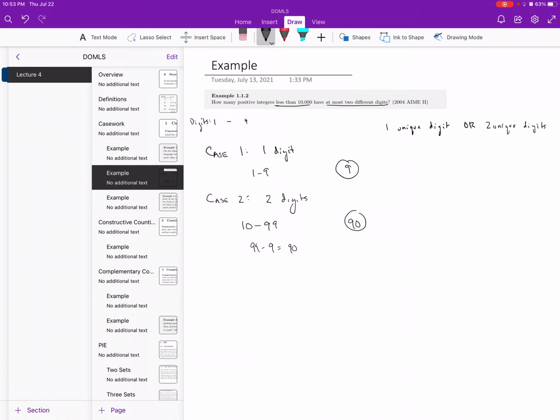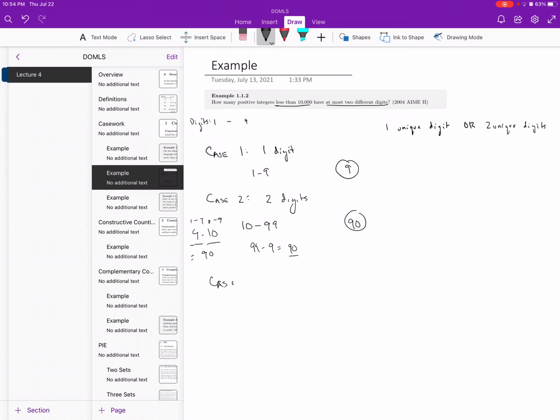Another way you could realize that there are 90 2-digit numbers is using the multiplication principle. There's 9 ways for the first digit because it can be, not 0 through 9, I mean 1 through 9. And there's 10 ways for the second digit because it can be 0 through 9. And multiplying these gives you 90. Okay, case 3. 3 digits.